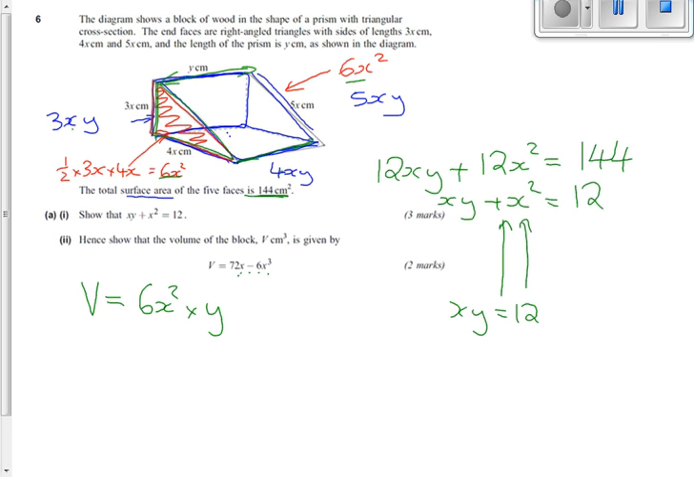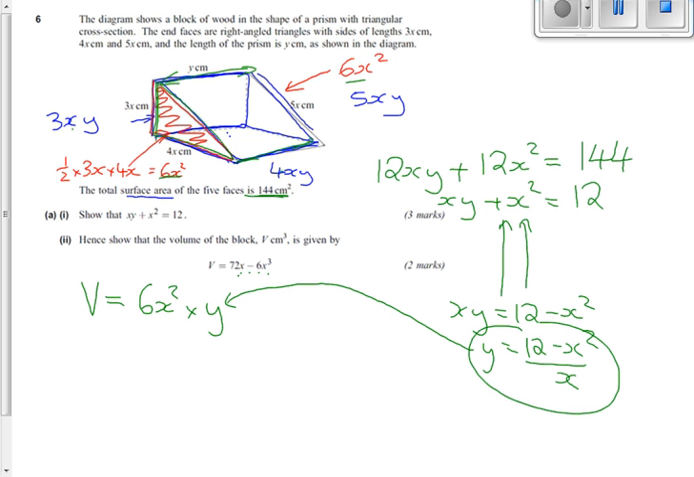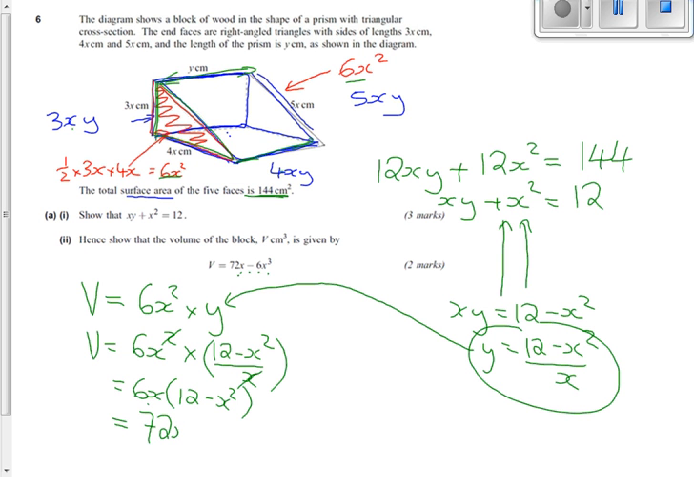If I just take away x squared from both sides and then divide by x, we've got a nice little expression for y that we can now drop in here. So volume equals 6x squared times by 12 minus x squared over x. Tidying that up, well, this x here cancels with one of them there, leaving us with 6x times by 12 minus x squared, and multiplying that out gives us 72x minus x cubed, just like they were asking us to find.